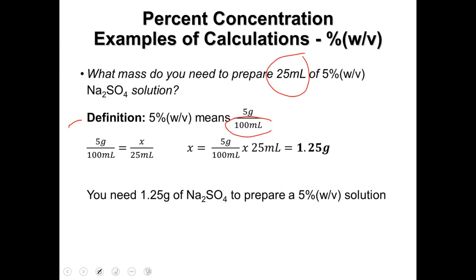So how do you adjust the mass of solute based on that? You do the same thing you did before, same reasoning. If you need 5 grams per 100 milliliters, how many grams would you need per 25 milliliters? You will resolve that, and you will see that you will need 1.25 grams of solute, which makes sense. 25 milliliters are 1/4 of the total volume of 100 milliliters. So you will need 1/4 of 5 grams, right? Which is another way to do it.